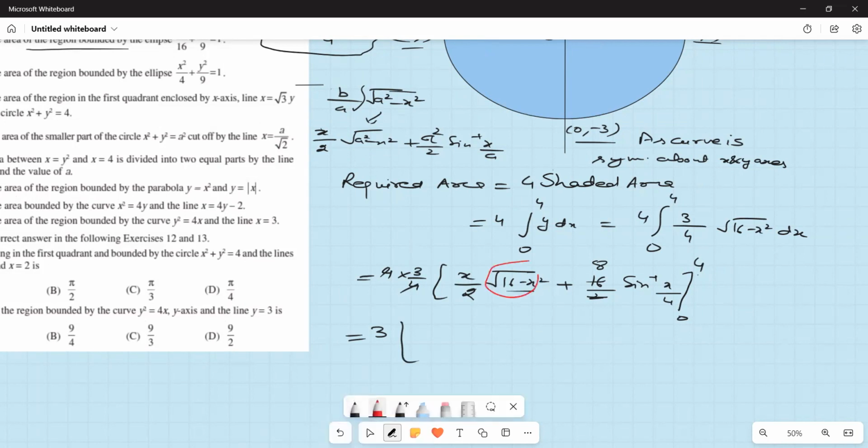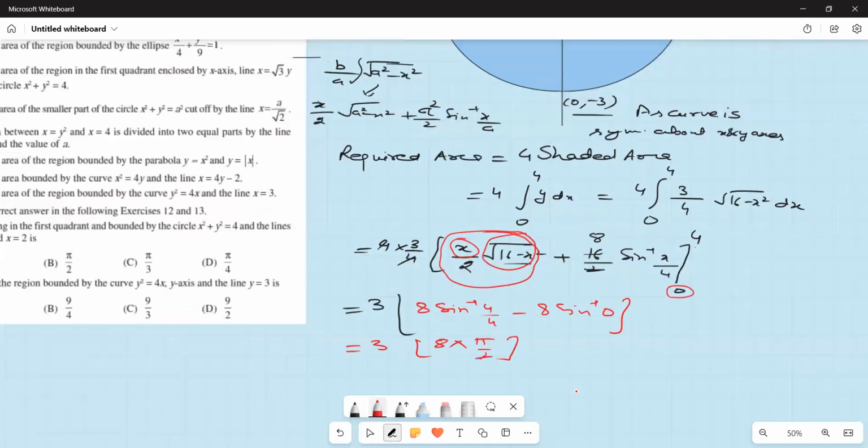Here it will be 16 minus 16. And when I put 0, then this will be 0. So upper limit and lower limit both will make this term 0. So what am I left with? 8 sine inverse 4 by 4 minus 8 sine inverse 0. So that is 3. Sine inverse 1 is pi by 2. Sine inverse 0 is 0. So I am getting 12 pi square units. The answer. Clear?